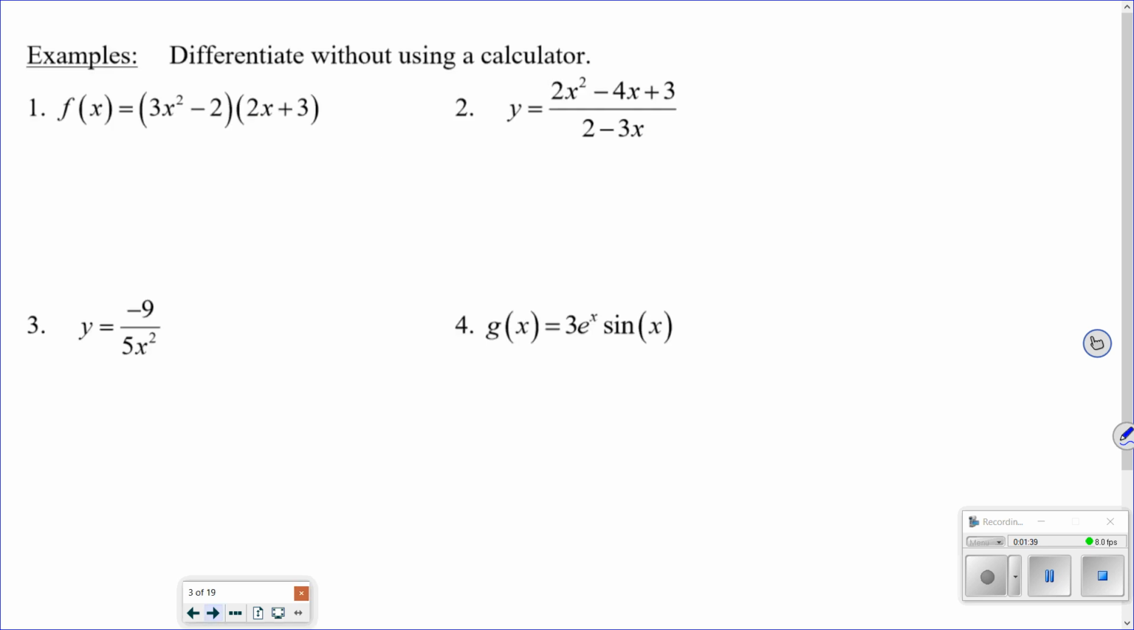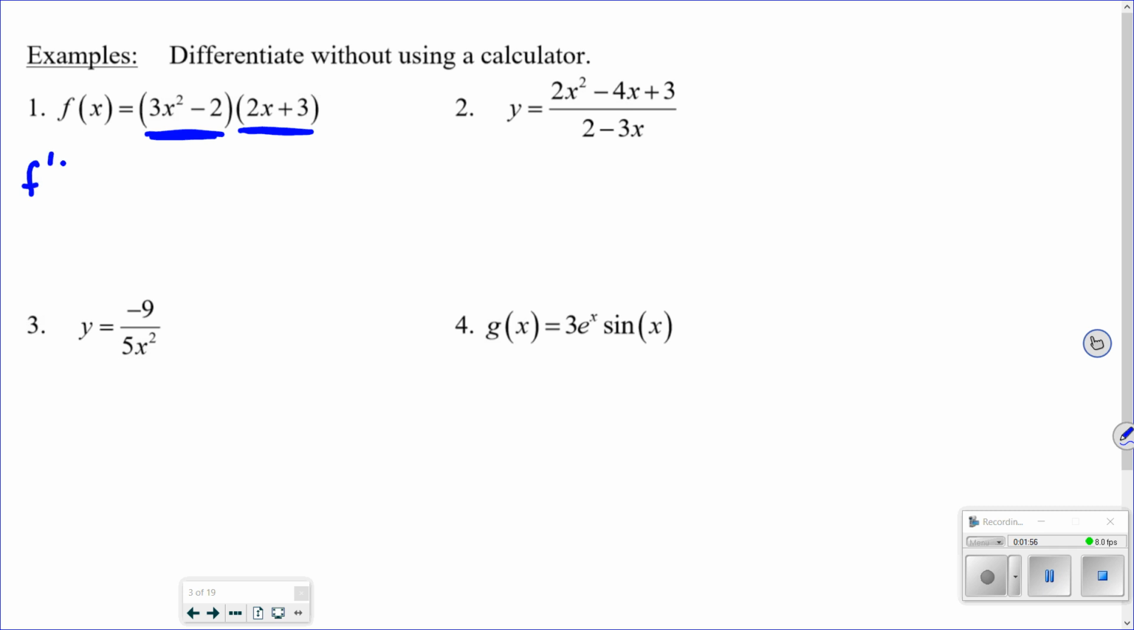So here's this first one. I have f of x equals 3x squared minus 2 times 2x plus 3. So make sure you identify what's being multiplied together. I have 3x squared minus 2 and 2x plus 3. So this is my first function. This is my second function. So here's what the rule says.